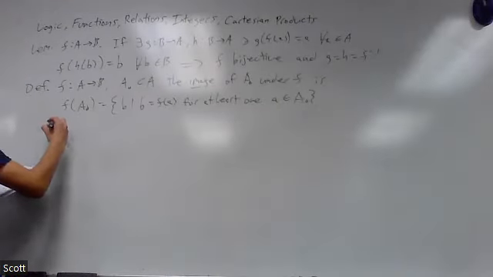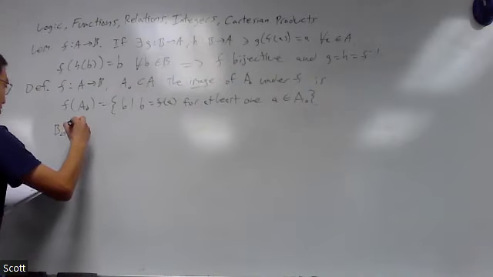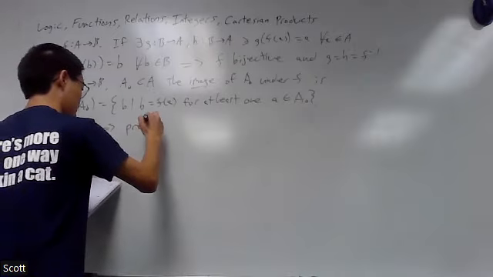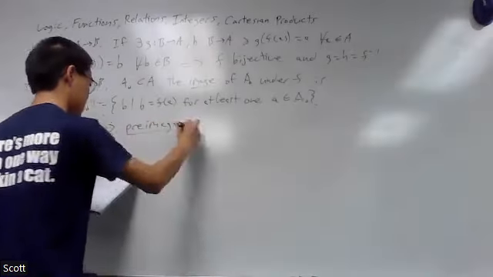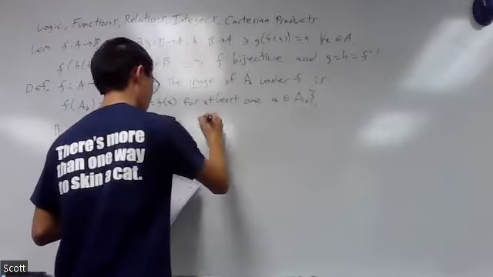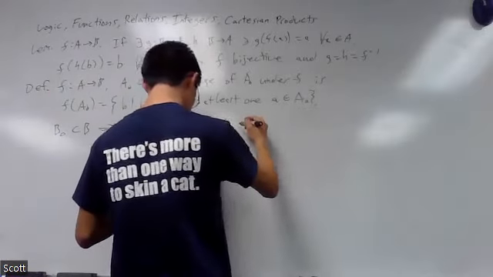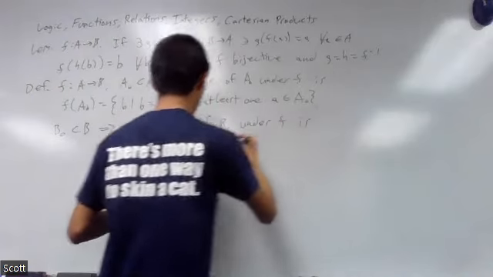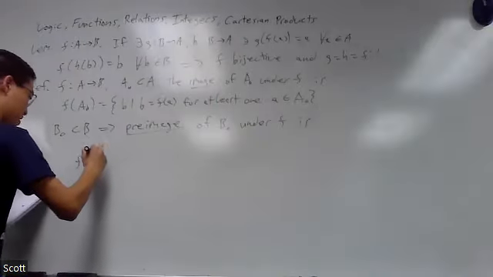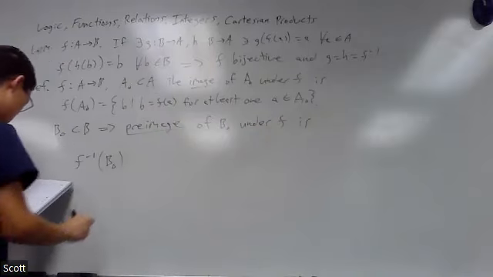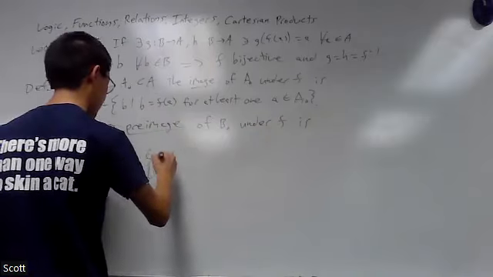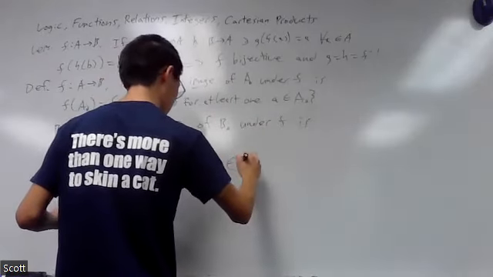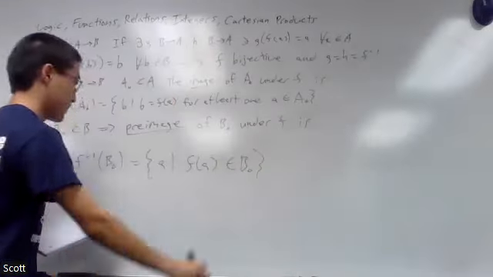And then if we have a subset now in the codomain, so B naught from B, then the pre-image of B naught under f, we're going to define from the inverse. So the inverse of B naught will give us the a's where f of a are elements in that subset.